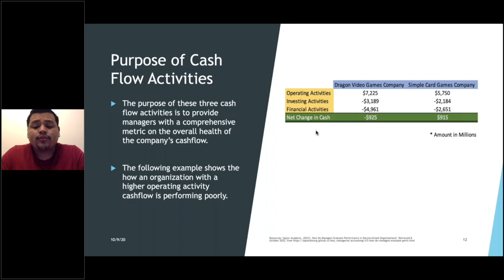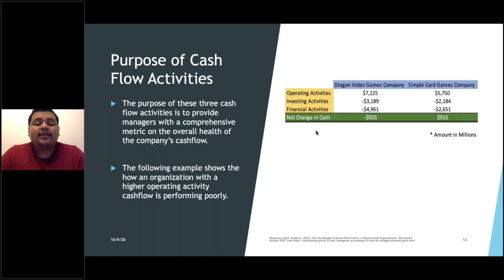So I have an example here with two companies. I have Dragon Video Games Company and Simple Card Games Company. For these organizations, the numbers are in the millions. I'm going to read them as in thousands, but just note that they're in the millions. So for operating activities, we have 7,225 for Dragon Video Games. We then see that in investments we spend 3,189,000, and we also see that for financial activities we have $4,961. Okay. Overall, we see a net change in cash flow of negative $925.